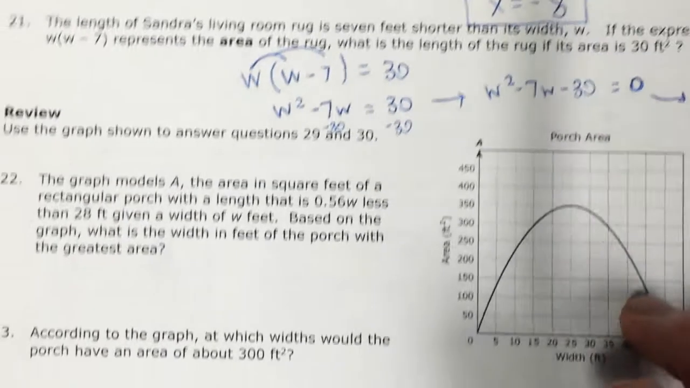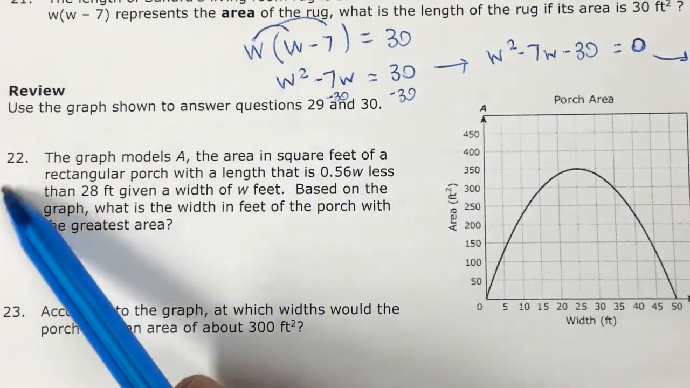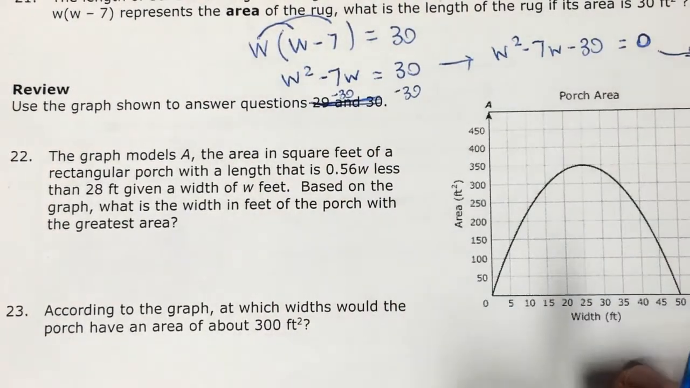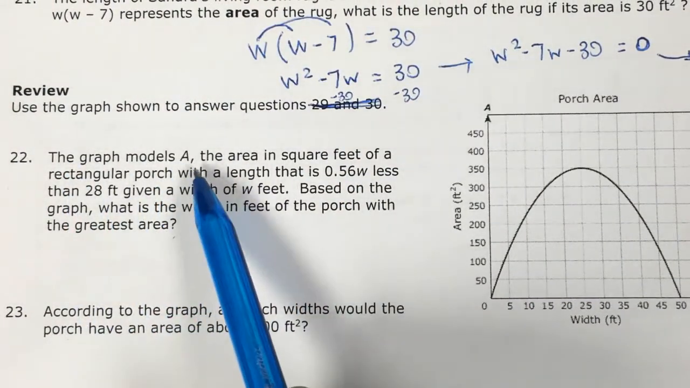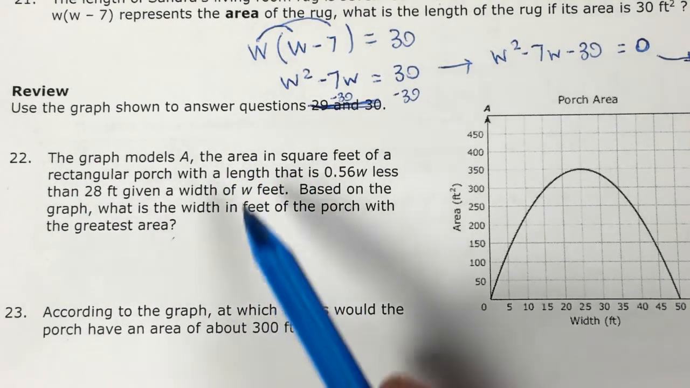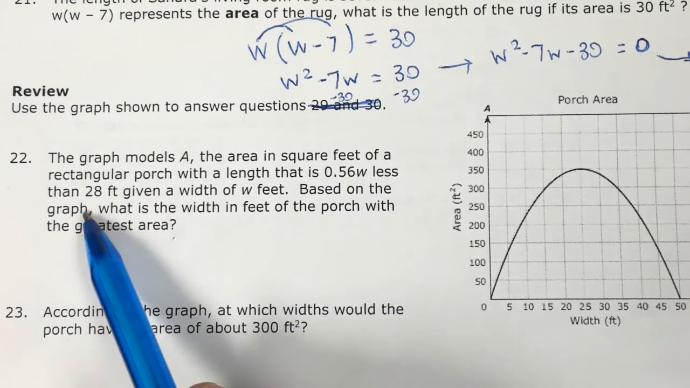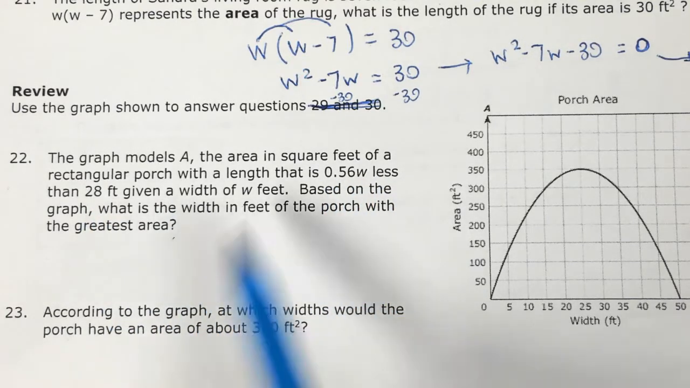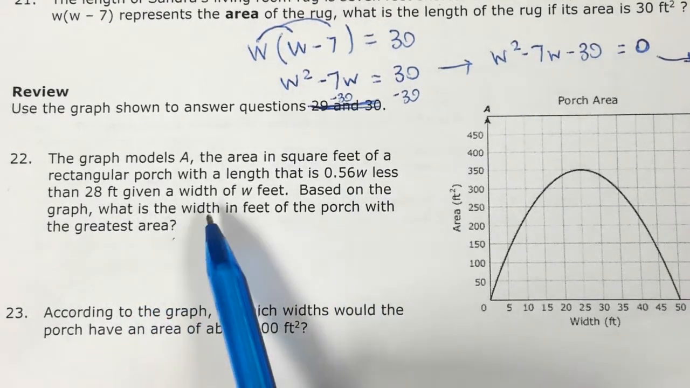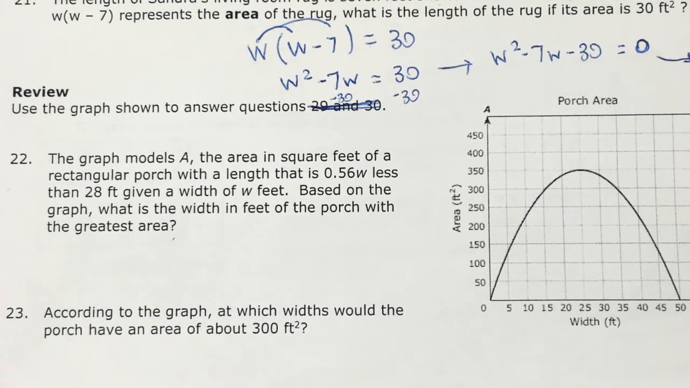Alright, last two. Here we go. Use the graph shown to answer questions 29 and 30, but this is question 22, so this is wrong. The graph models A, the area in square feet of a rectangular porch, with the length that is 0.56 W less than 28 feet given a width of W feet. Ugh, that's terrible. Based on the graph, what is the width in feet of the porch with the greatest area?